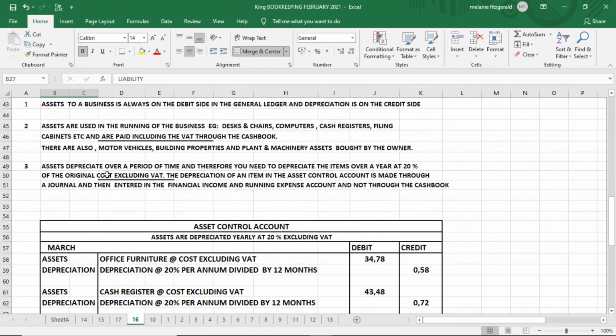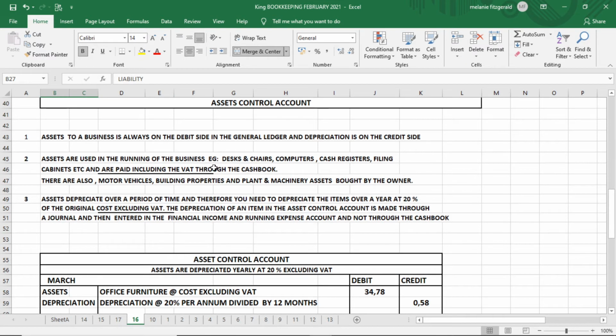Assets depreciate over a period of time, and therefore you need to depreciate the items over a year at 20% of the original cost, excluding VAT. The depreciation of an item in the assets control account is made through a journal and then entered in the financial income and running expense account, not through the cash book.